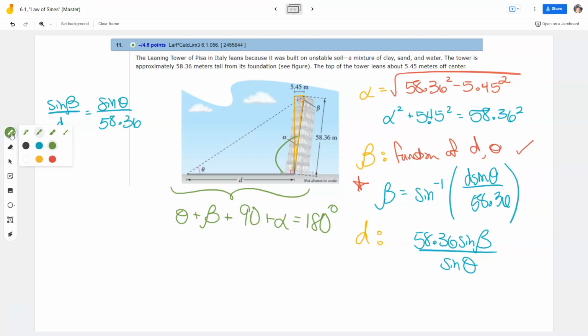So if I wanted to get rid of that beta, I totally could. And I could say beta is equal to 180 minus 90. That's just going to be 90 degrees. So I'm going to have 90 minus alpha minus theta.